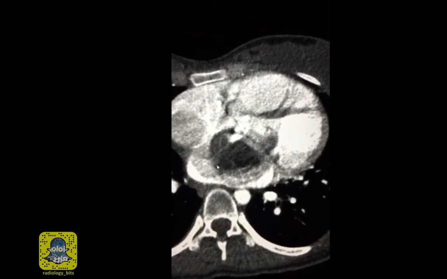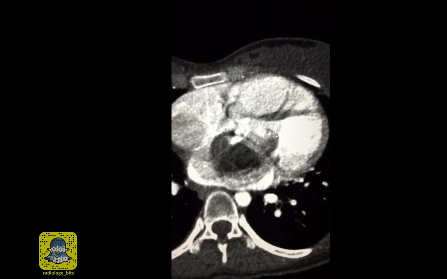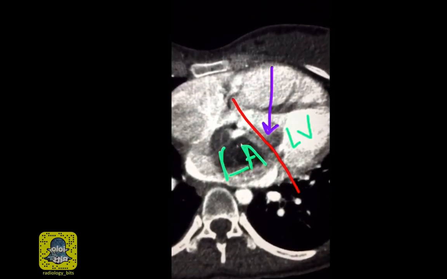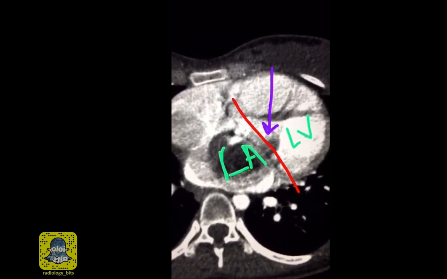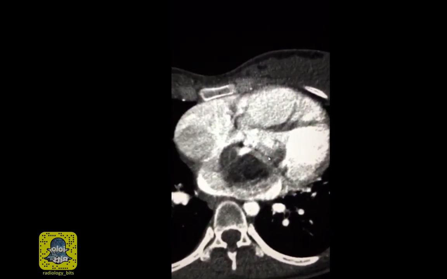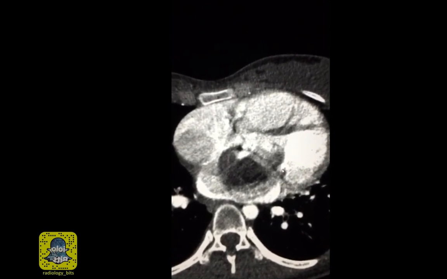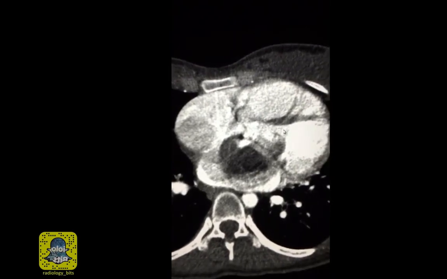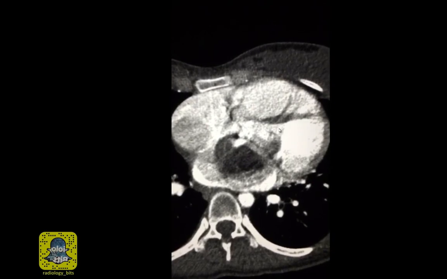Another feature is that if the lesion is mobile, especially if pedunculated, it could move into or out of the mitral valve. So it could protrude through the mitral valve, and in this case, you'd suspect that this is what's happening. This is the left ventricle, this is the left atrium, and this is the line in between. And in that case, this could occlude the opening of the mitral valve and act as if it is a case of mitral stenosis.